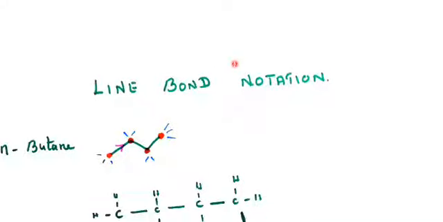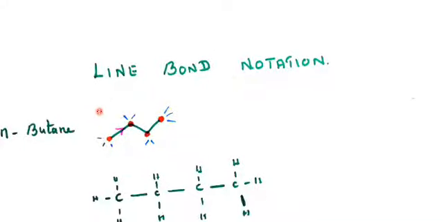Let us see line bond notation in this video. Students, you just listen. For n-butane, I have written 4 lines. At each corner you put one carbon. I have written the shaded spheres 1, 2, 3, 4. These are considered as carbon, and this carbon is linked with only one bond.